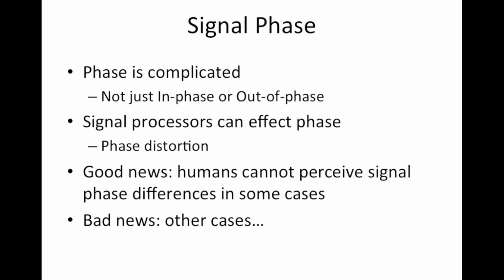So the point I want to make at this point and revisit is that phase is complicated. It's not just that your signals are in phase or they're out of phase. They could sort of be in phase or kind of be out of phase, right? And the thing is that your signal processors are going to affect phase in your signal. What this is going to do is cause phase distortion. I'll give you an example of this so hopefully you can get a better idea. The good news, though, is that humans cannot perceive signal phase differences in some cases. The bad news is, though, that in all the other cases, it does come up.